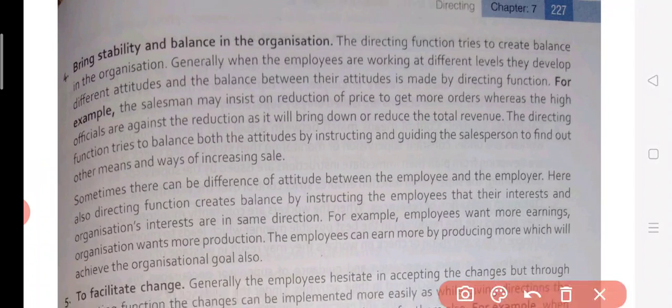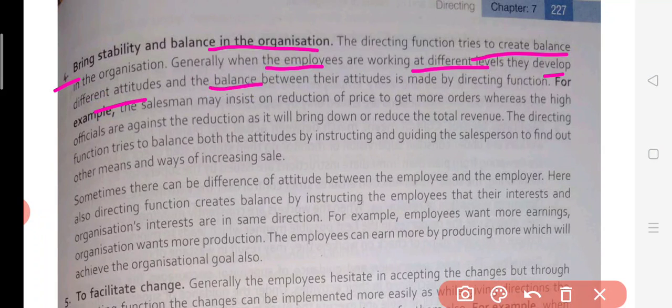Then the next point is bringing stability and balance in the organization. So the direction function tries to create a balance in the organization. Generally, when employees are working at different levels, that is top level, middle level and lower level, they develop different attitudes, and the balance between the attitudes is made by the direction function. Okay, so as I told you earlier, there will be different levels like top level, middle level, lower level. Directions will be given at each and every level.